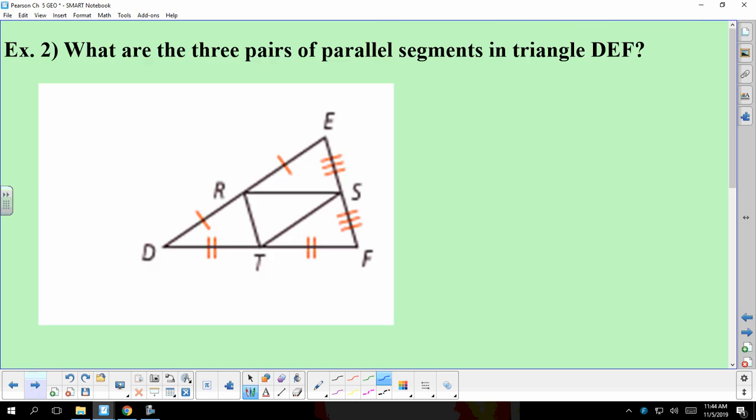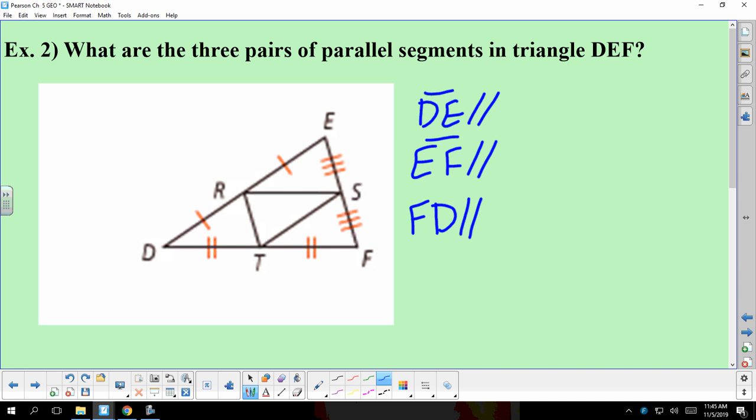All right. So first, let's look at the parallel ones. What are 3 pairs of parallel segments in triangle DEF? So that big triangle, triangle DEF. So I want to know what is parallel to DE. Parallel to what? EF. Parallel to what? And then FD parallel to what?